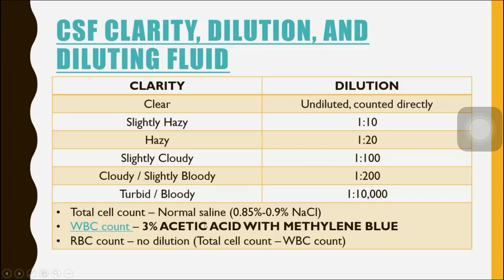Okay? Because acetic acid is a hypotonic fluid, which causes, of course, the RBCs to lyse and the WBCs to remain. So may addition ng methylene blue in order to visualize better the WBC nuclei. So again, RBC count not usually done. If you need the amount of RBCs, you just need to subtract the WBC count from the total cell count.